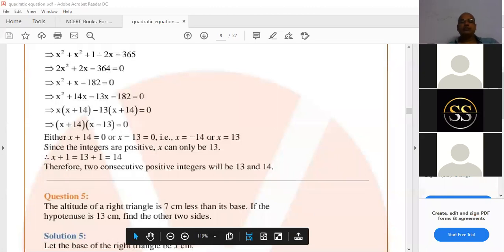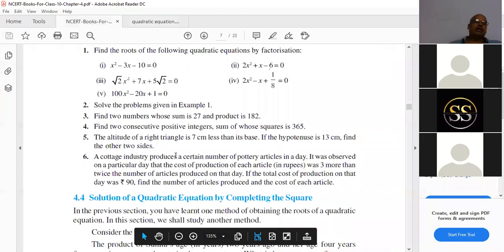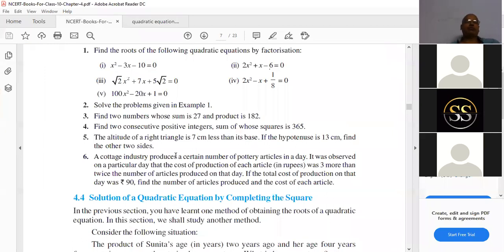Everyone? Yes, sir. Okay, mute. Now, next sum. The next sum was given in the exam many times. Fifth sum, they gave it in the exam so many times.